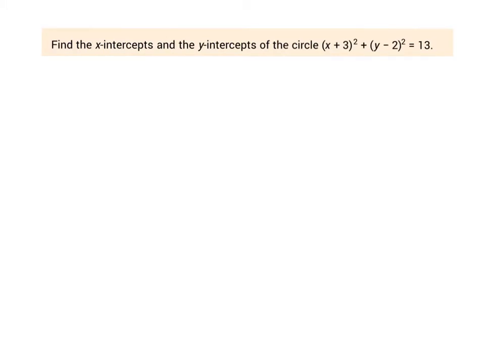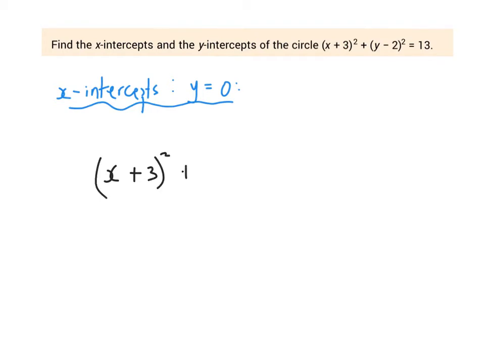Okay, so here we're asked to find the x-intercepts and the y-intercepts of the following circle. If we begin with the x-intercepts, we know that that's when it crosses the x-axis. So at that point, y is equal to 0. So here we're going to have (x plus 3) all squared plus (0 minus 2) all squared equal to 13.